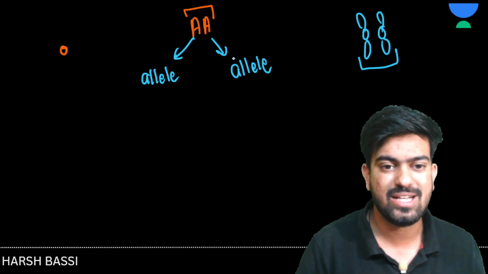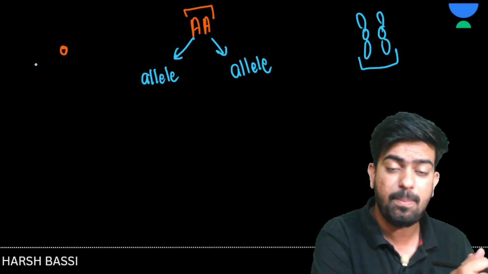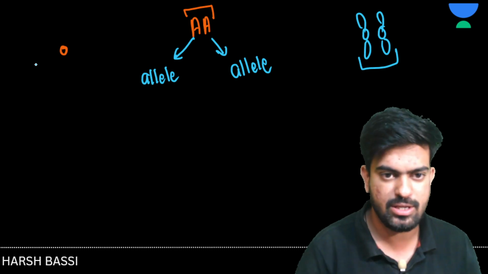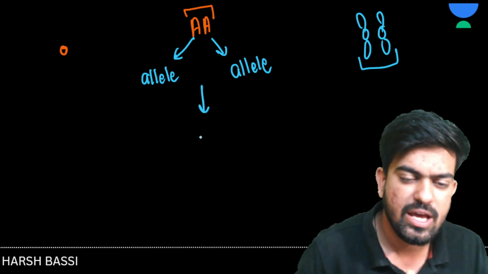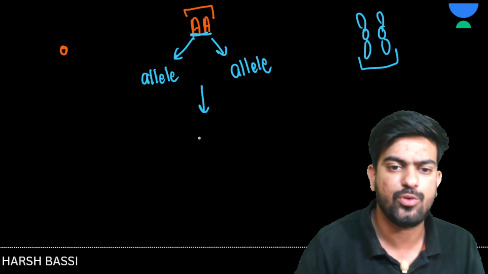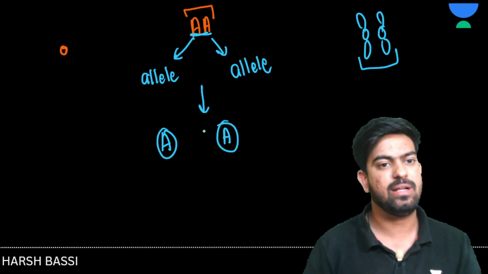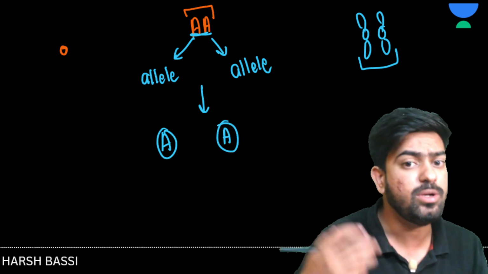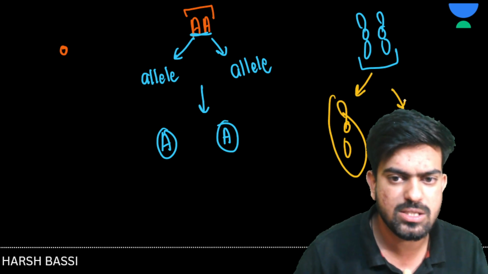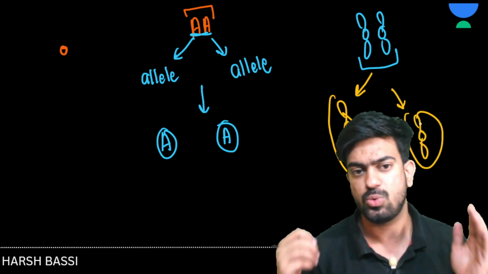Now they said that during segregation, the gene pair or allele segregates during gamete formation. Yes or no? It's very true. See, if you are making gametes from capital A and capital A, one gamete will have capital A and the other gamete will have capital A. In a similar manner, in chromosomes also, when the gamete is made, one chromosome goes in one gamete and the other chromosome goes in the other gamete.